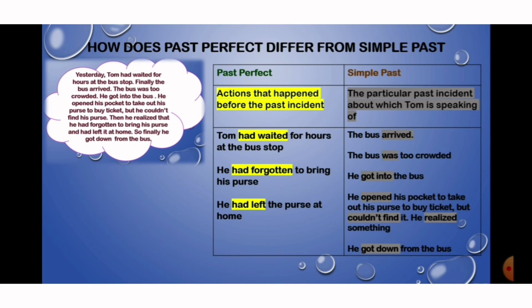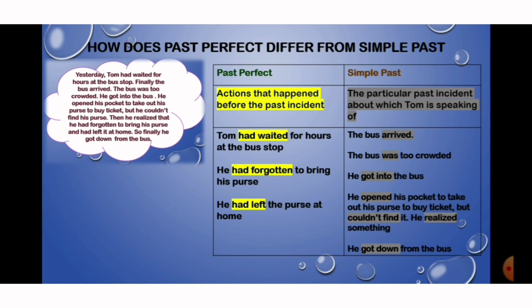Now let's see the expressions in the left column of past perfect. Tom had waited for hours at the bus stop. He had forgotten to bring his purse. He had left the purse at home. Here the highlighted verbs are in the past perfect tense form. Now the question arises how we will decide where to use past perfect and where to use simple past tense. Now in order to understand it, let's look clearly at the expressions and compare them side by side.